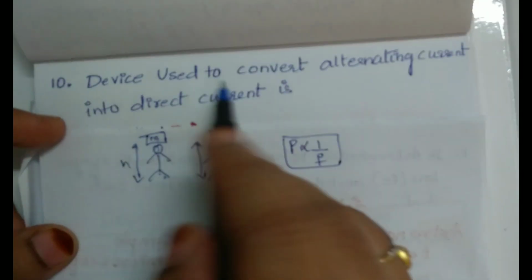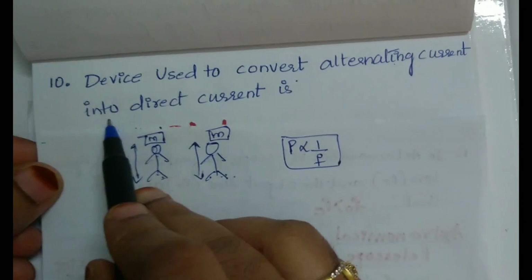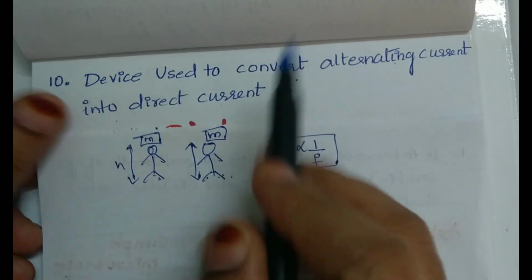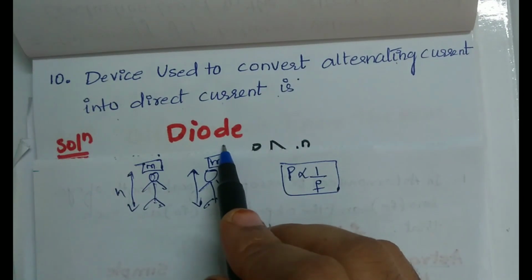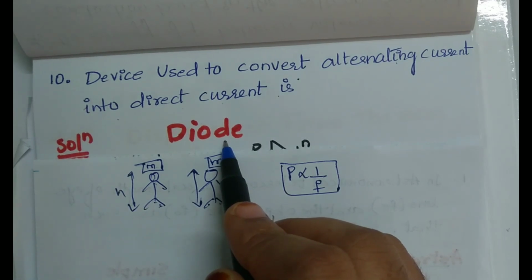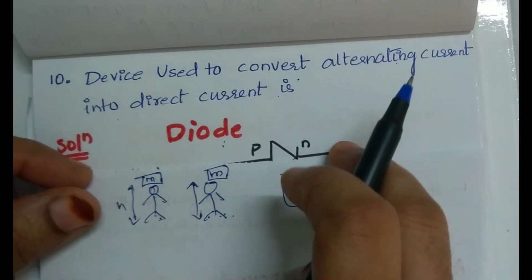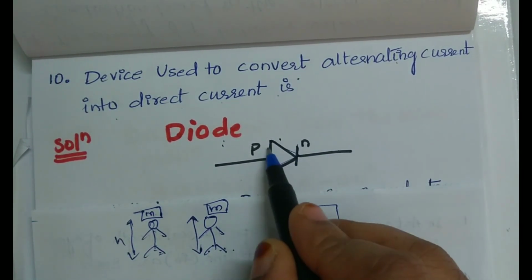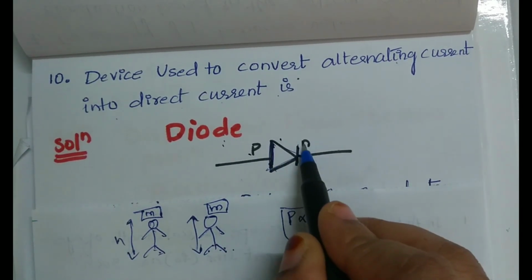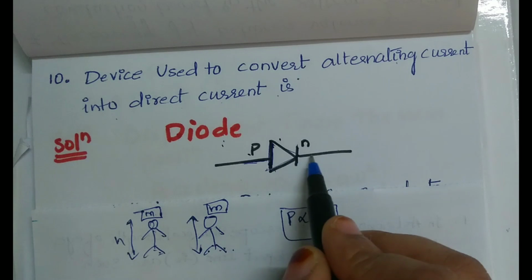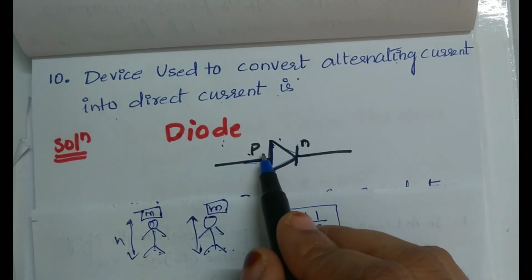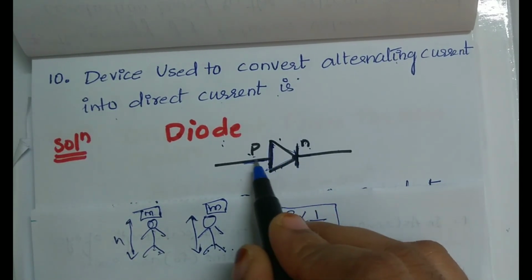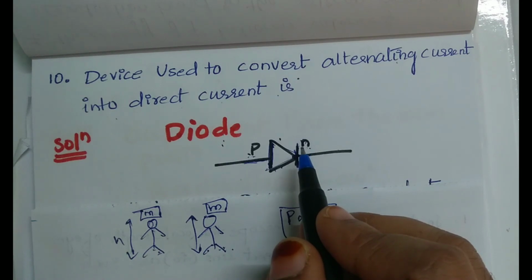Then let us move to the 10th question. Device used to convert alternating current into direct current is the diode. This is a very important and interesting concept of semiconductors. This is the diagram for a diode. It is drawn like this. This side will be the P side and this side will be the N side, the P side of the semiconductor and the N side of the semiconductor. You can see there is a junction, right? Therefore we can say it is a PN junction diode.